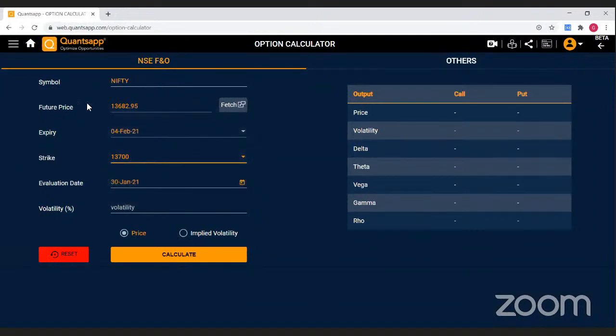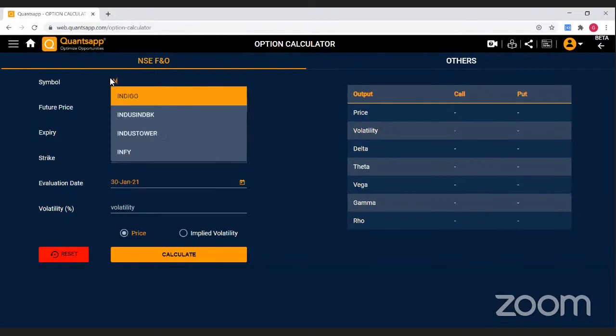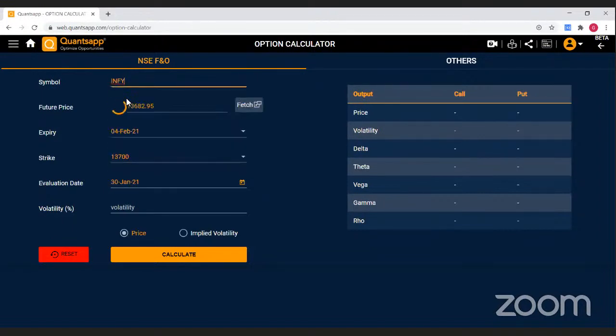So what we have done till here, I'll take it one more time. We have taken the symbol, we have taken the future price. Why future price we are looking here? Because it adjusts the dividend yield. So Nifty does not have dividend yield, obviously. So we'll take any other instrument. I don't know why I'm not able to select. One second.